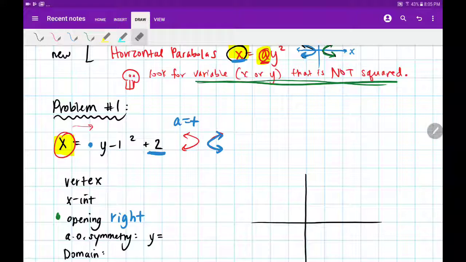So that's just how we're going to be identifying which way it's opening. Let me rewrite the equation. It was y minus 1 whole squared.